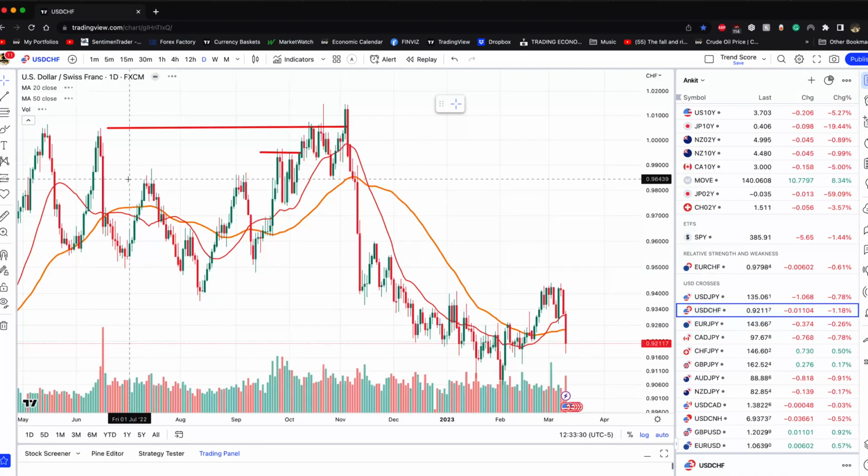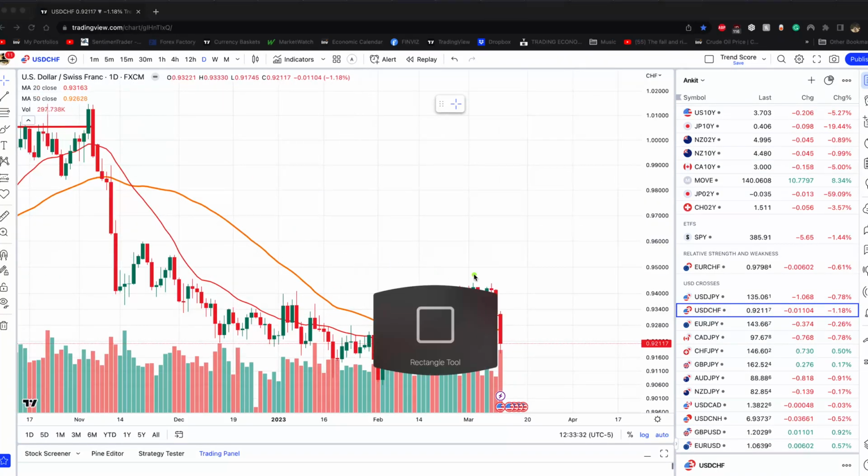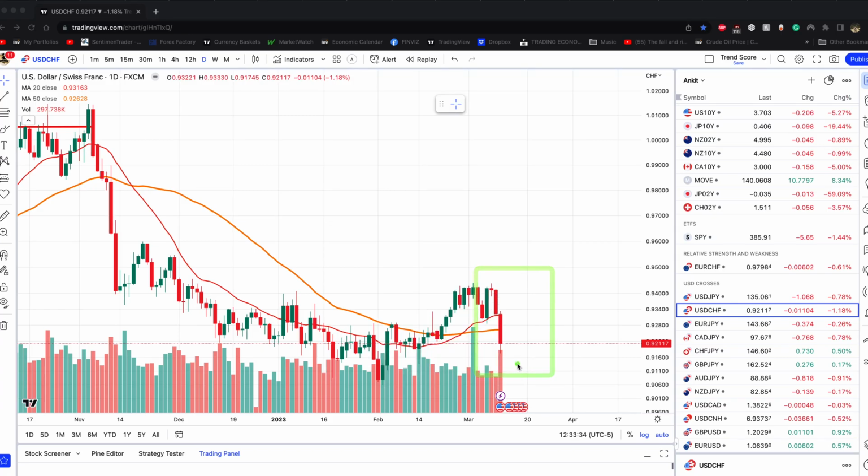Take a look at dollar Swiss franc. We've seen a massive drop in dollar Swiss franc as well. So Swiss franc is really what took the lead last week, but that could shift next week, especially on a hotter CPI number. So on Tuesday, I think that will be the day to make that determination of what happens.